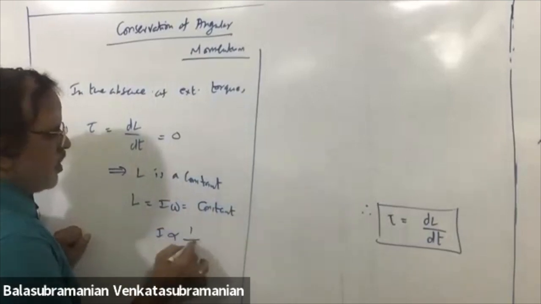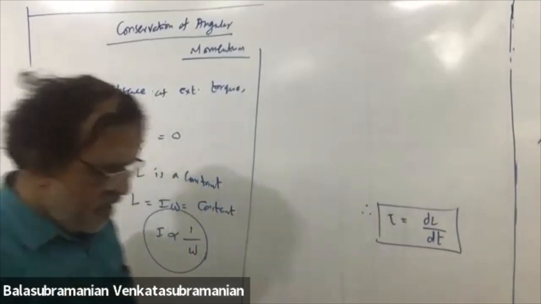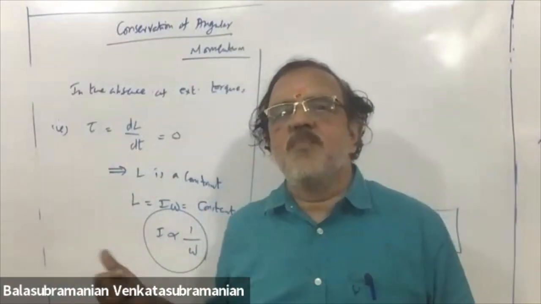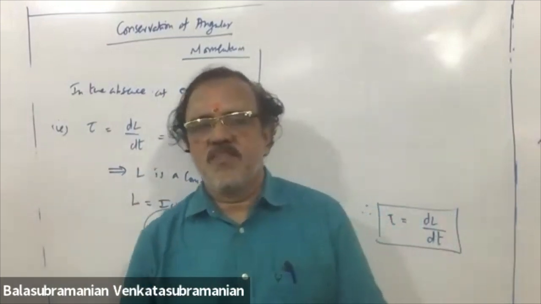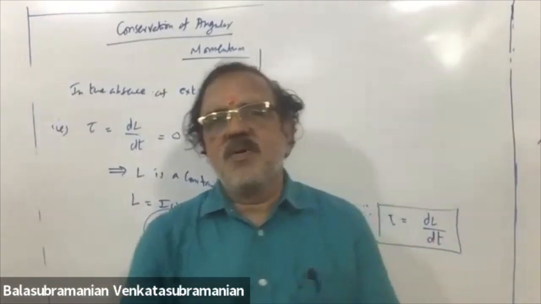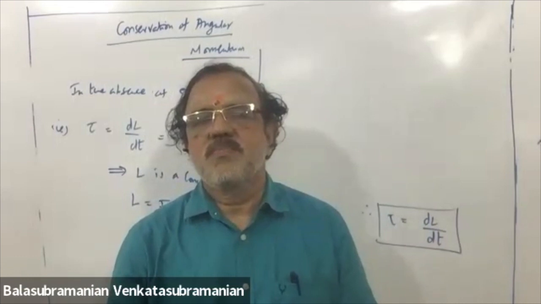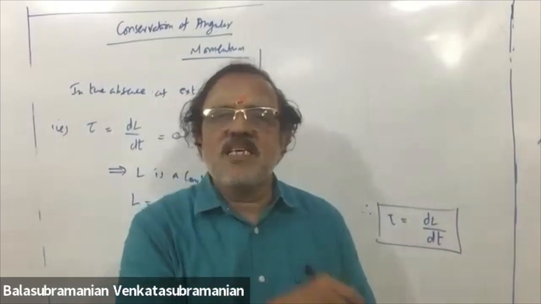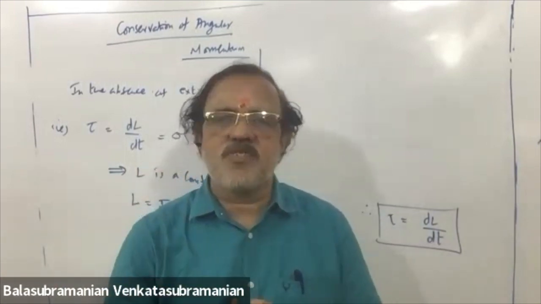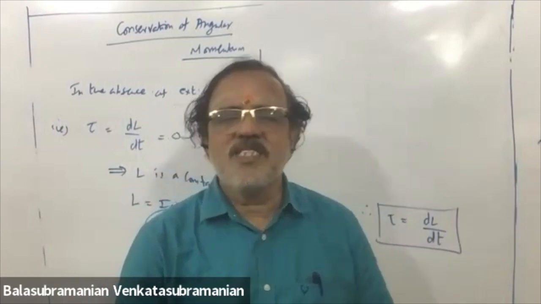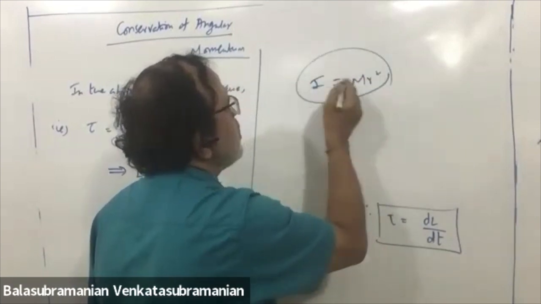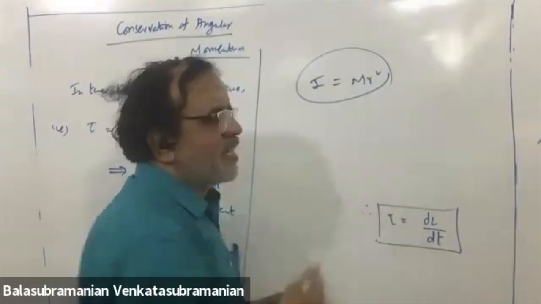I is proportional to 1 by omega. Moment of inertia and angular velocity are inversely proportional. Greater the moment of inertia, lesser the angular velocity, or lesser the moment of inertia, greater the angular velocity. I and omega are inversely proportional. Simple. What is moment of inertia? I is m r square. When r is greater, I is greater.